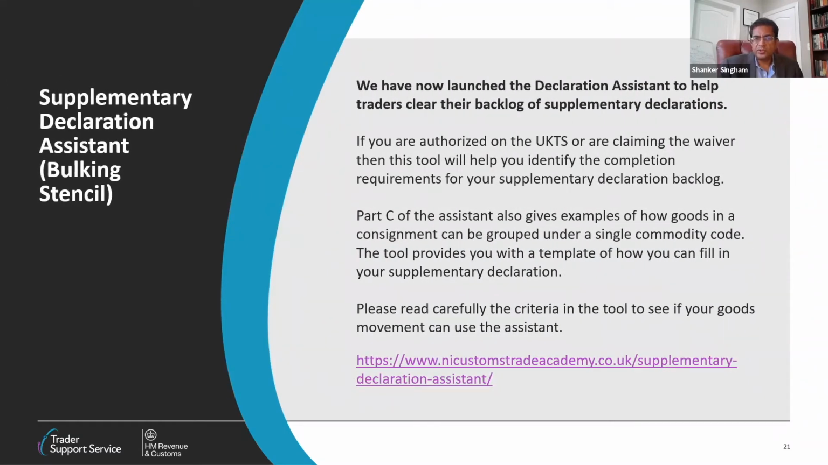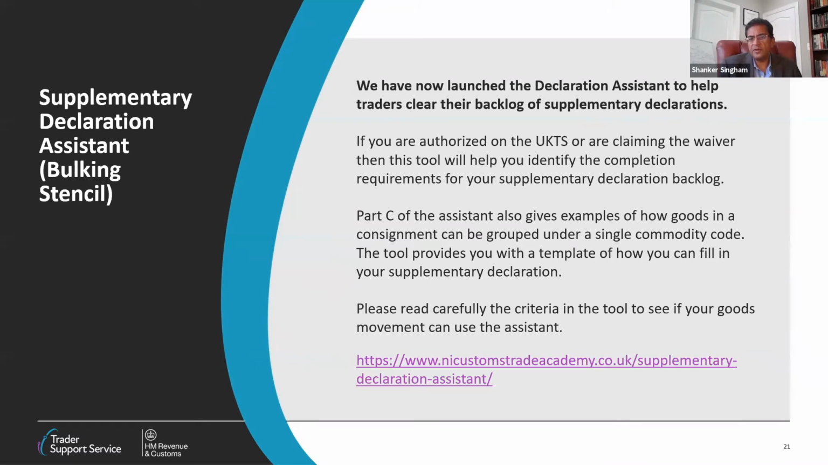We've also launched, as part of the help to assist people in doing supplementary declarations, the Supplementary Declaration Assistant, which is to help you clear your backlog of supplementary declarations. It's a particularly powerful tool if you are authorized on the UK Trader Scheme. The UK Trader Scheme, as I'll come to, is the scheme for not at-risk traders. In other words, these are traders who are trading goods between GB and Northern Ireland under the protocol, GB and Northern Ireland are in the same customs territory, legally the same customs territory, and therefore no tariff would ever have to be paid.